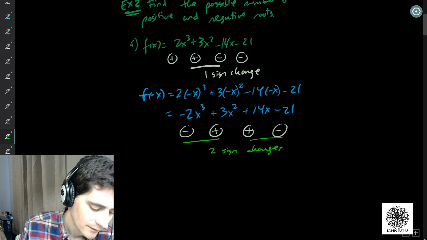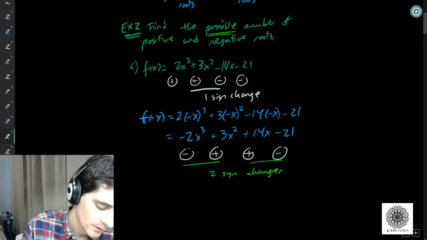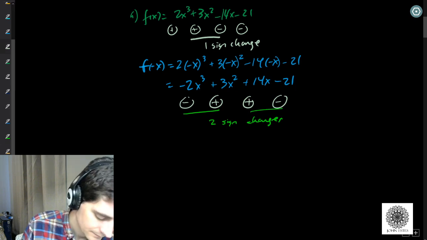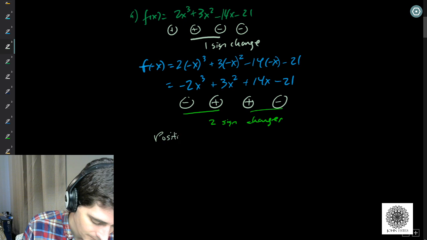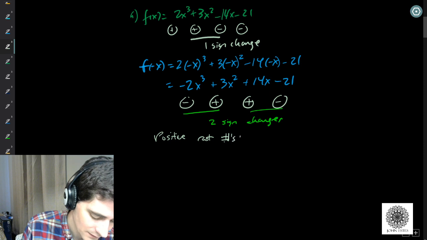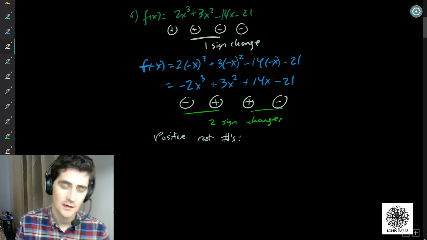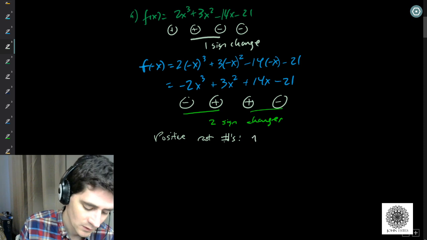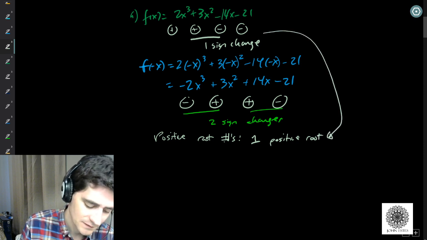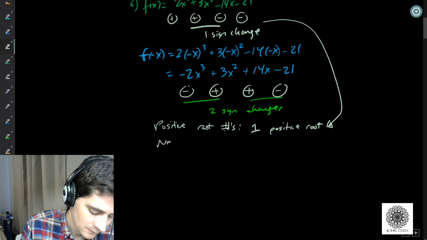Okay, so then it says count the possible number of positive and negative roots. Okay, so for positive roots, let's say positive root numbers. Okay, so we're looking at the quantities. We only had one sign change in f of x, so we have one positive root. And I got that from here. We only had one sign change. Okay, for negative roots, how many sign changes did I have?